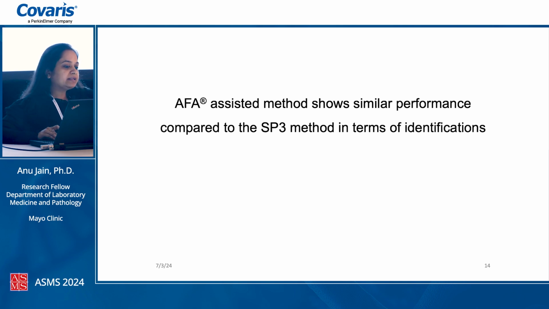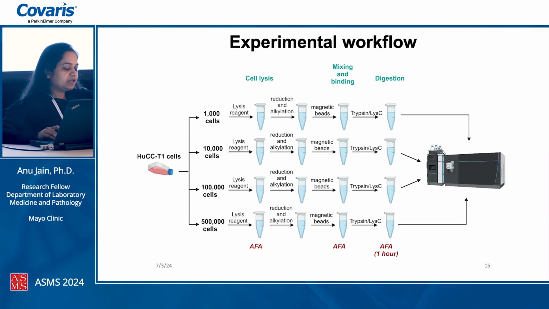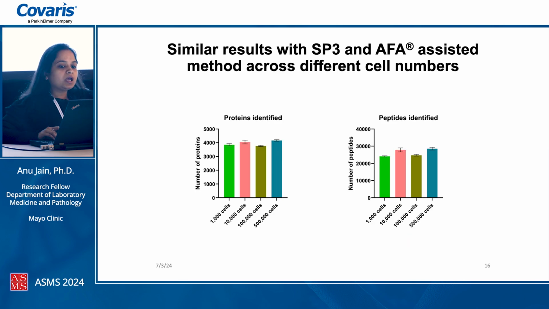So with this we conclude that AFA assisted method shows similar performance as compared to the SP3 method. Next, we wanted to see the performance of AFA assisted method across a range of cells starting from 1000 cells. So we took 1000 cells, 10,000 cells, 100,000 cells and 500,000 cells and processed them using the AFA assisted protocol and analyzed on mass spec in a similar manner. And 1000 cells equivalent was injected on the mass spec for analysis.